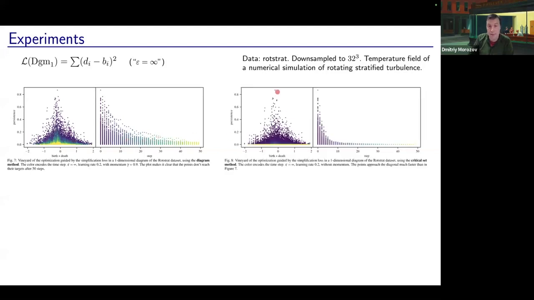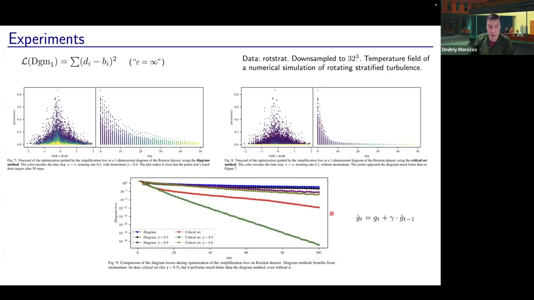If you use the critical set method, all the yellow is on the diagonal, everything got squashed, and you can see in this profile plot that the persistence decays very rapidly. It's the same story if you look at the loss function. This is on a logarithmic scale, right? So the critical set loss decays significantly faster than the diagram loss.